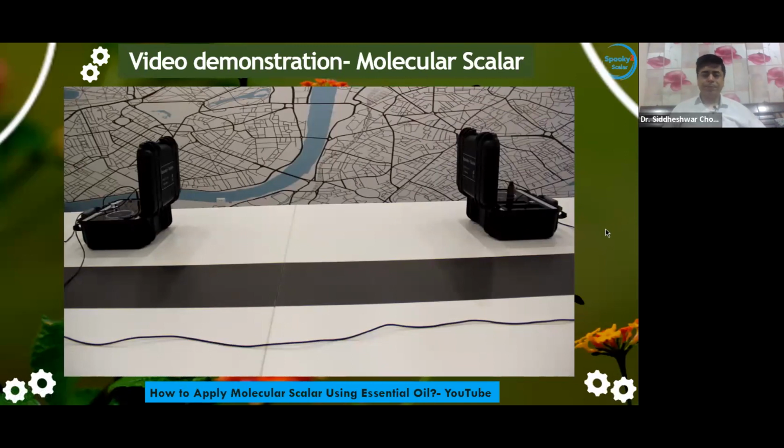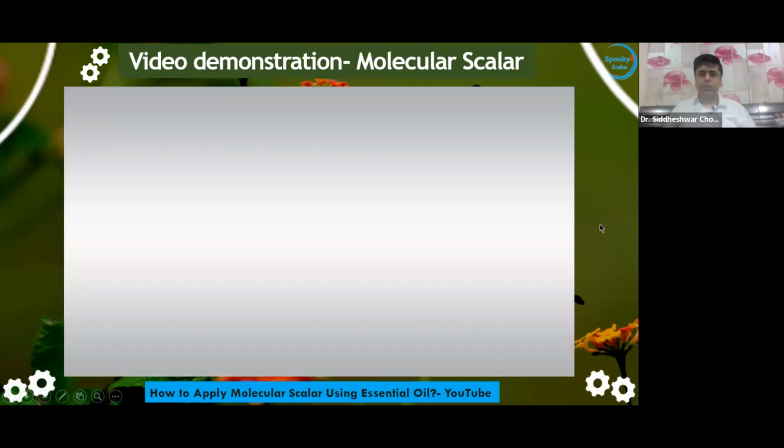Okay, so this is not mandatory, to keep the vial open. You can close it also. People have reported equally good results, because I don't want my costly essential oils to be evaporated, right? So you can close it, it will still work.